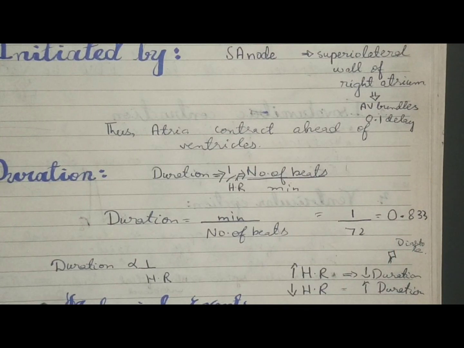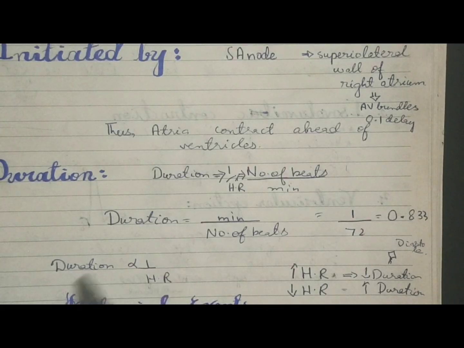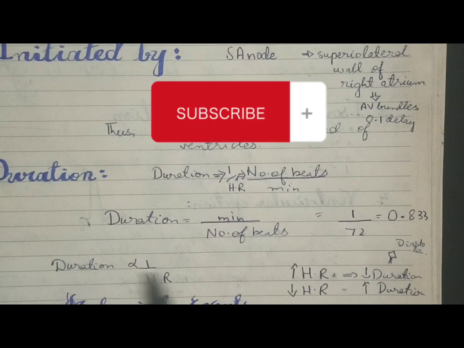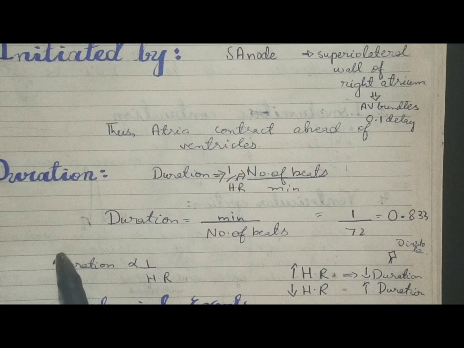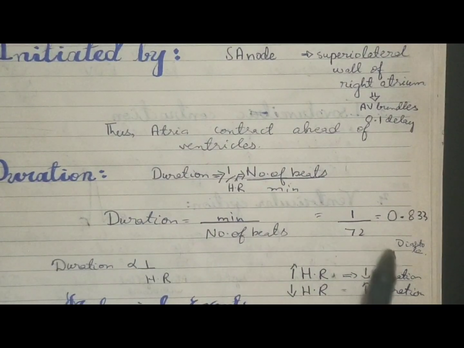So the duration is inversely proportional to heart rate. What does it mean? If the heart rate increases, the duration decreases. When the heart rate increases, that is, when there is tachycardia, the duration of contraction decreases. But when the heart rate decreases, the duration will increase. When the heart rate increases or there is tachycardia, the duration decreases, particularly for the diastole.